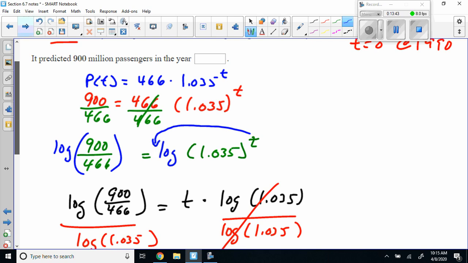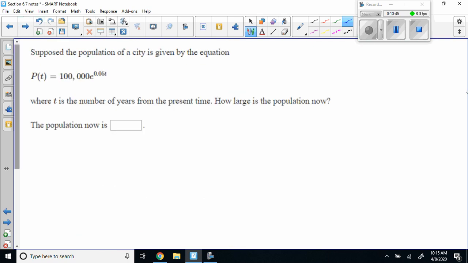Now, here's probably one of the easiest problems that there is. And we're going to work that one plus one more and we'll be done with section 6.7.